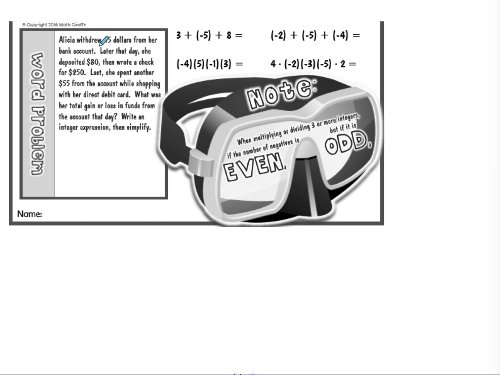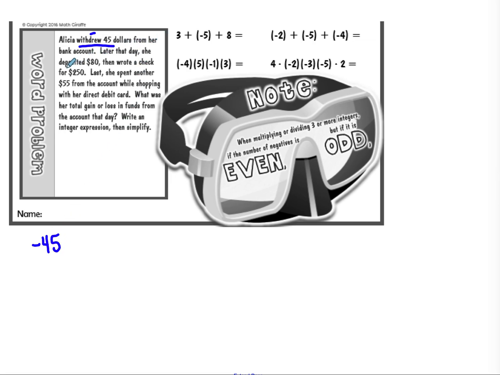Okay, so we're going to go through and decide for each one if it's positive or negative before we write our problem. Okay, so withdrew $45. That's going to be a negative number because she's taking it out of the bank. I'm actually going to do it down here where I have a little more space. My math problem, negative 45.